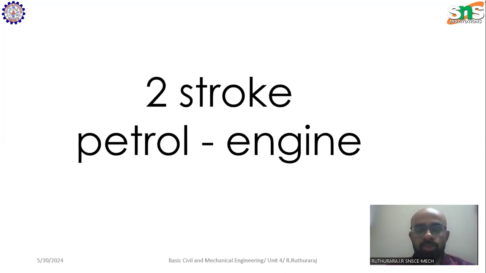In the four-stroke engine, every stroke happens on its own. It is clearly visible and clearly distinguished. Each stroke has a specific process: power stroke, suction, compression, exhaust. All these strokes have a specific distinction.